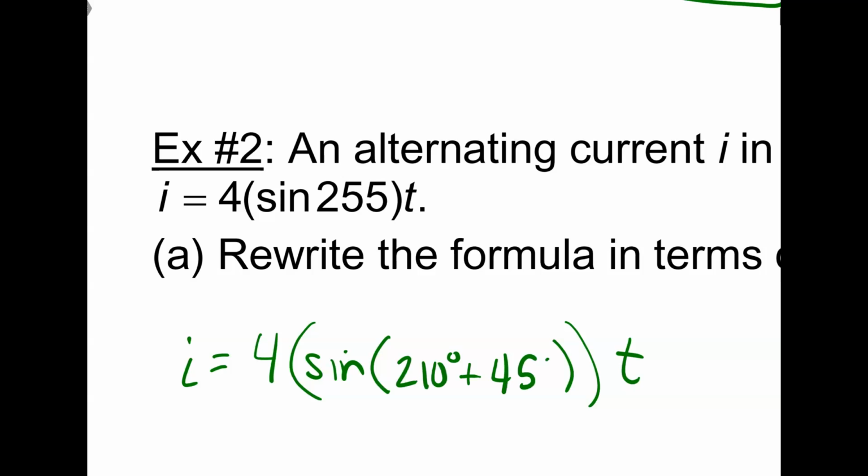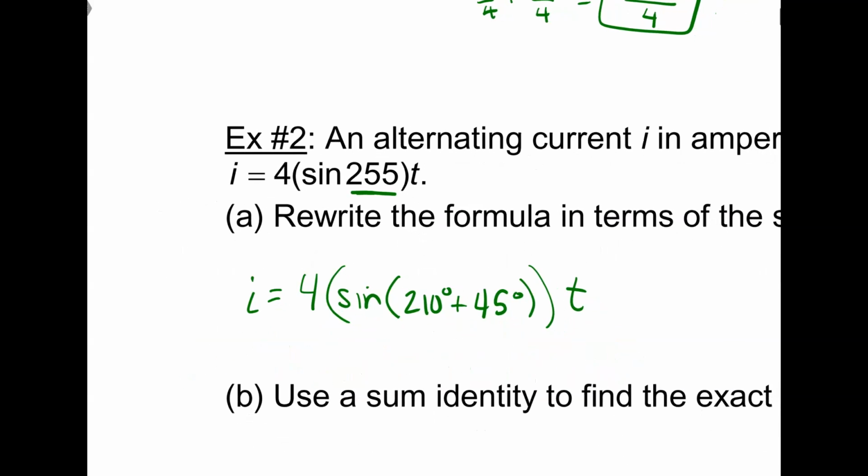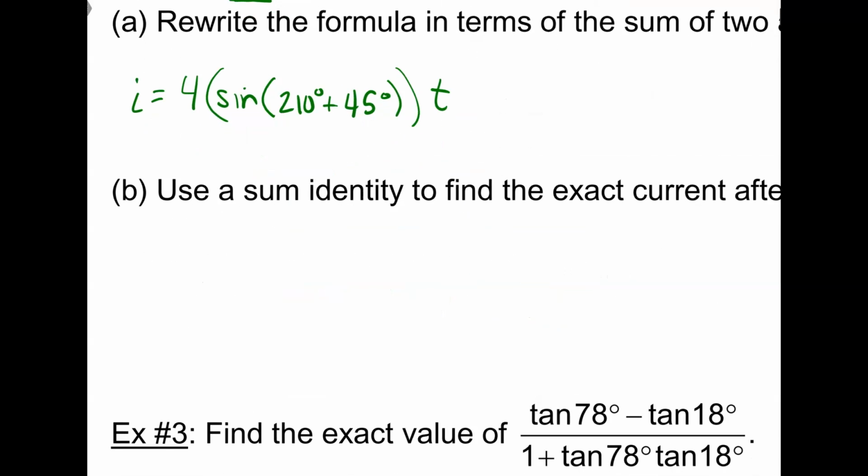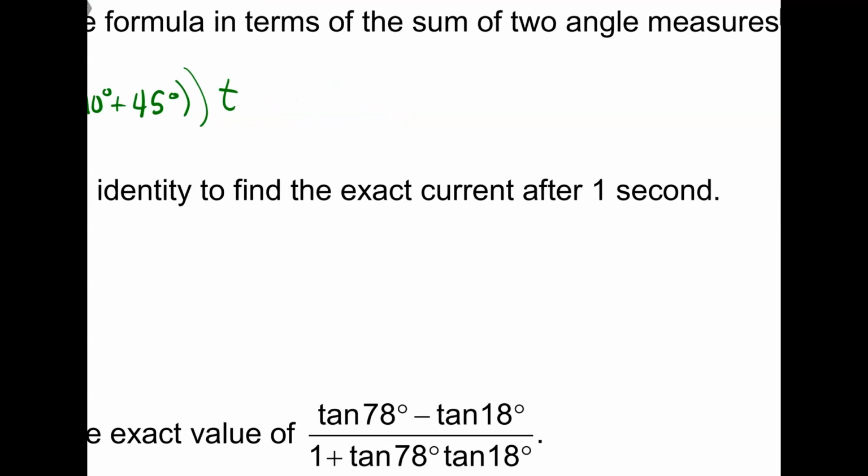The only reason I'm writing it in degrees is because it gave it to us in degrees. If they would have written it in radians, I would have written it in radians. Okay, so rewrite it in terms of the sum of two angle measurements. We did. Now use a sum identity to find the exact current after 1 second. After 1 second means I'm plugging in t equals 1.